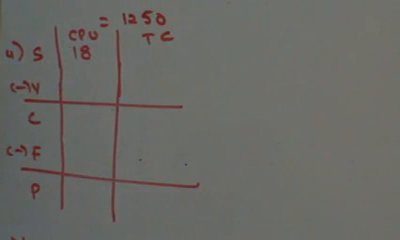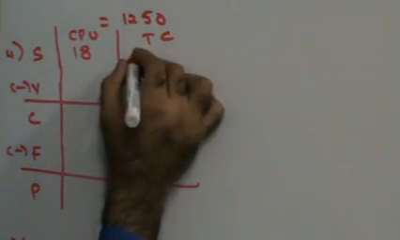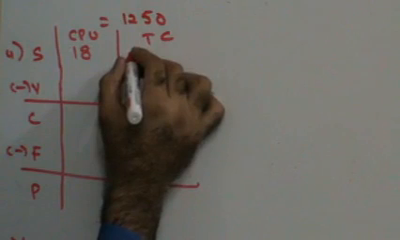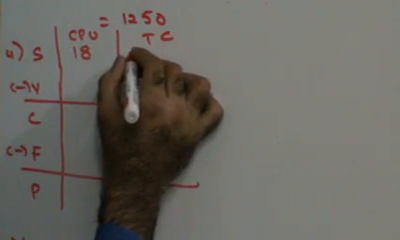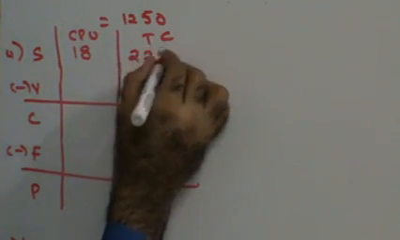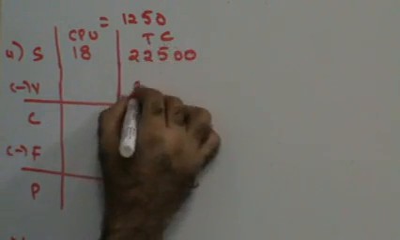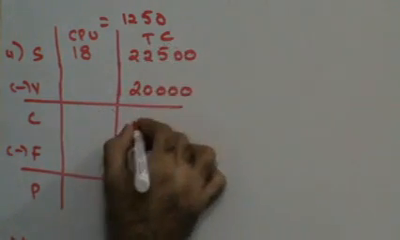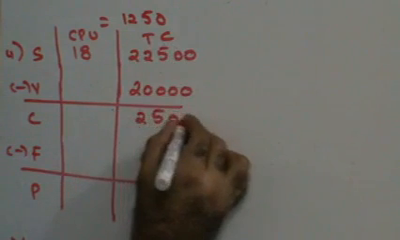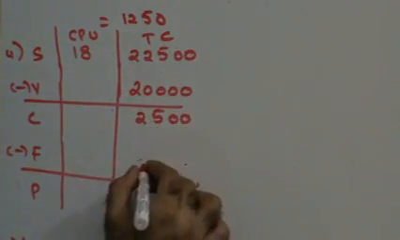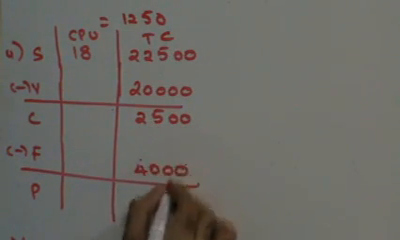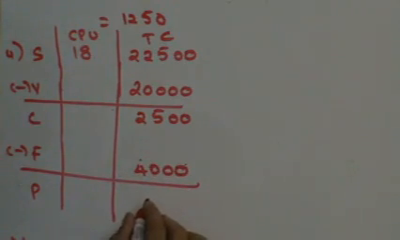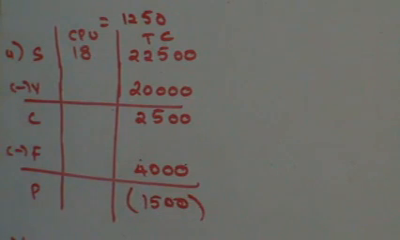I'm selling 1250 units. Someone please get me the sales. 1250 into 18. 22,500. Variable cost is 20,000. So contribution will be 2,500. Fixed cost is 4,000. So I'm going to incur a loss in this case of 1,500. Right? Now they've asked me to find out the new BEP.